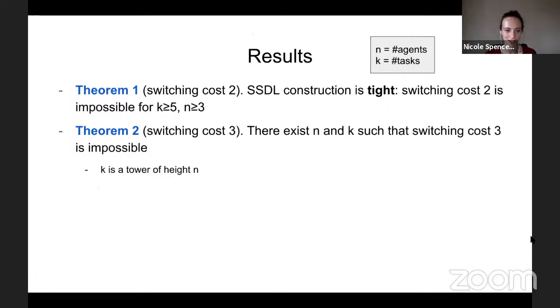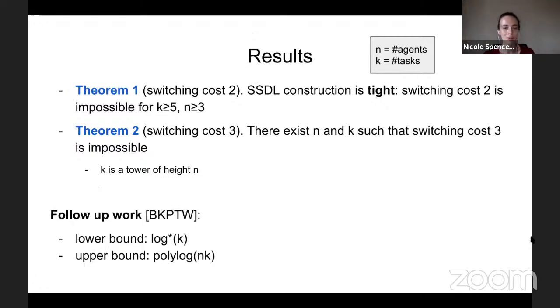I think my time is up, but I'll just say one sentence about the results. In this paper, we proved the first kind of non-trivial lower bounds for this problem for low switching costs. But what we would, of course, really like to do would be to prove switching cost lower bounds that are super constant in terms of n and k, and there's new follow-up work that gets better upper bounds and better lower bounds.